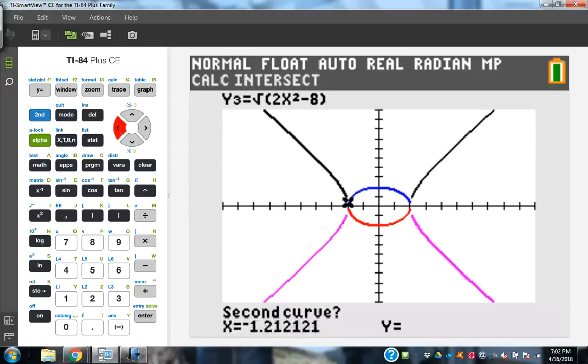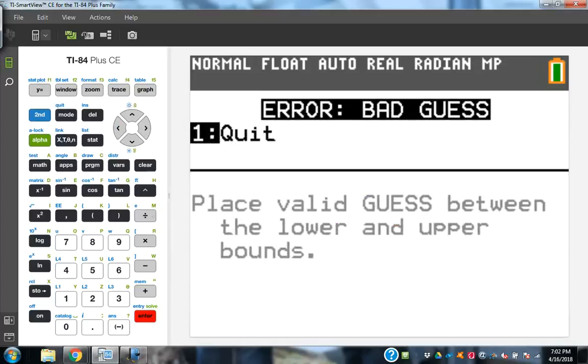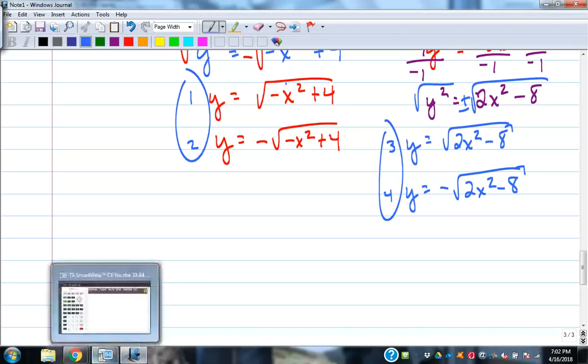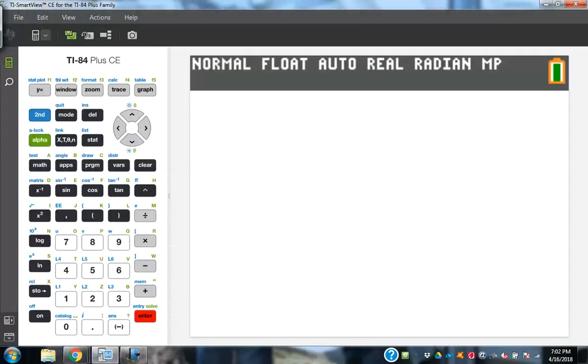My x value close to -2. Bad guess. Awesome. Is that what you're set to? I don't think I've ever had that one before. I'll do that. I just picked awesome questions here.